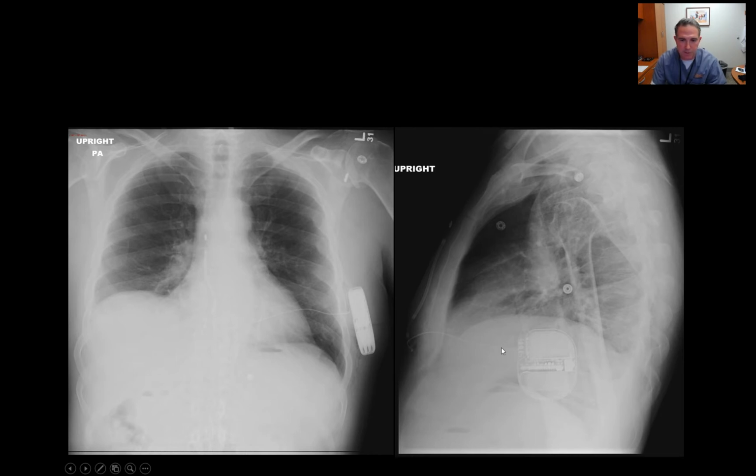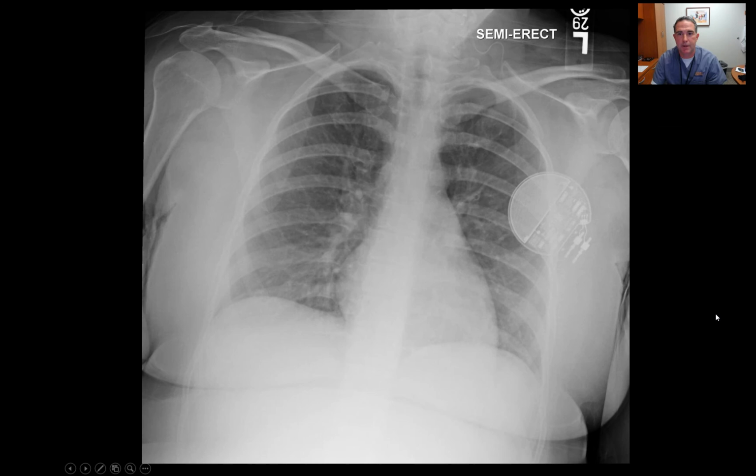This is a subcutaneous defibrillator. On the frontal you can't tell, but on lateral, you can see it's in the subcutaneous tissues. I don't know why we don't see more of these. Certainly makes a lot more sense than having something inside your heart, but maybe doesn't work so well. I'm not sure. But in case you see those, subcutaneous defibrillator.